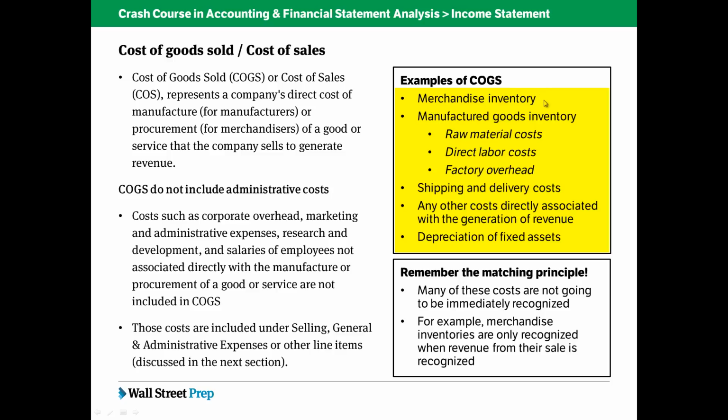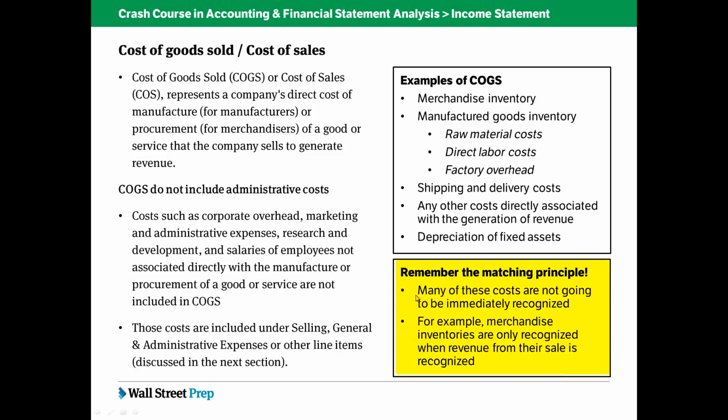So the expenses associated with purchasing inventory for a merchandiser or manufacturing goods that are going to come up into your inventory and then they're going to be expensed out on your income statement. So things like raw material costs, direct labor costs, factory overhead, these all represent costs that end up comprising the cost of your inventory, which then becomes your cost of goods sold. Shipping and delivery costs of your products, any other costs directly associated with the generation of revenue, as well as depreciation of specific machinery used in the direct production or manufacture of these goods. And we're going to talk about depreciation as a unique type of expense.